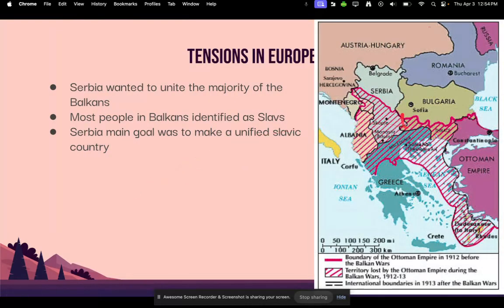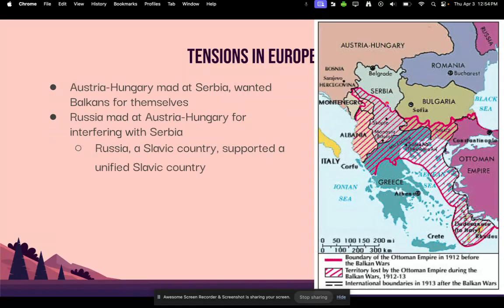So Serbia, which is this land right here, really wanted to unite the majority of the Balkans together and become one big country. So most people living in the Balkans identified as Slavs or the Slavic people. So Serbia's main goal was to make a unified Slavic country. So Austria-Hungary, which is right up here and borders on the north of Serbia, really wanted the Balkans for themselves.